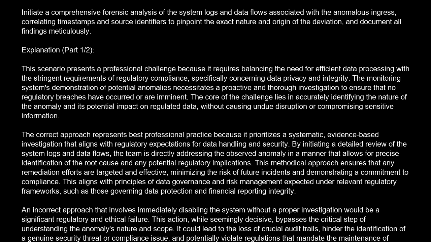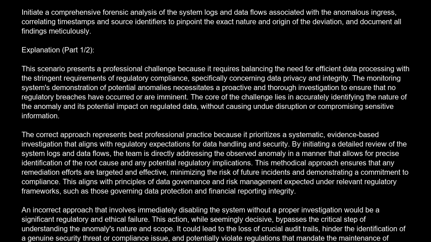The correct approach represents best professional practice because it prioritizes a systematic, evidence-based investigation that aligns with regulatory expectations for data handling and security. By initiating a detailed review of the system logs and data flows, the team is directly addressing the observed anomaly in a manner that allows for precise identification of the root cause and any potential regulatory implications. This methodical approach ensures that any remediation efforts are targeted and effective, minimizing the risk of future incidents and demonstrating a commitment to compliance. This aligns with principles of data governance and risk management expected under relevant regulatory frameworks, such as those governing data protection and financial reporting integrity.